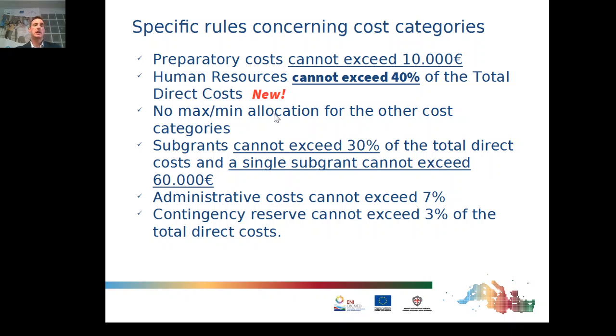No maximum or minimum allocation for the other cost categories. Sub-grants cannot exceed 30% of the total direct costs, total budget, and one single sub-grant cannot exceed 60,000 euros. Administrative costs cannot exceed 7% and contingency reserve cannot exceed 3% of the total direct costs. So most of this information is similar to what we had before, except the second point, which is new.